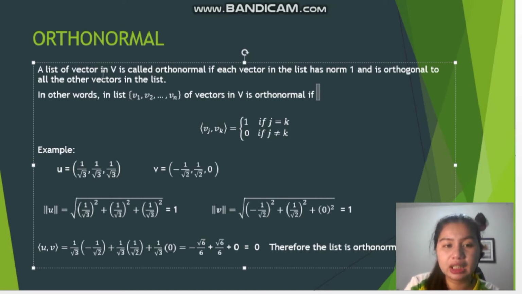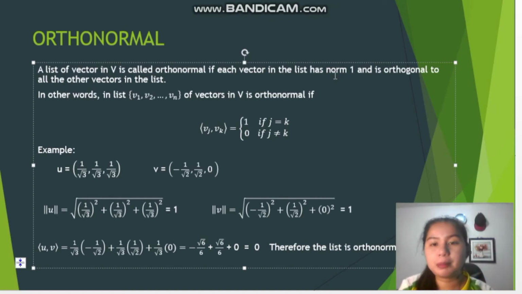So, sa madaling salita, magiging orthonormal siya kapag kinumpute natin yung norm at ang nakuha natin ay 1. Kapag naman kinuha natin yung inner product, makukuha naman natin is 0. So, that is orthonormal.